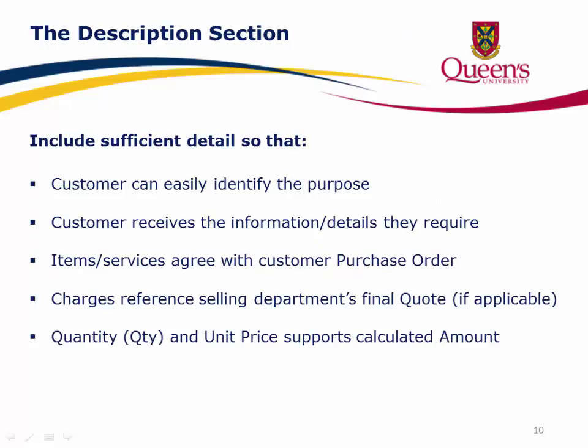In the description section of the invoice, there should be sufficient detail such that the customer can easily identify the purpose of the invoice. The customer receives the information details that they require. This may include the dates for which services were provided, the dates goods were delivered, product information, or any other relevant information. The described items or services agree to the customer purchase order or work order.